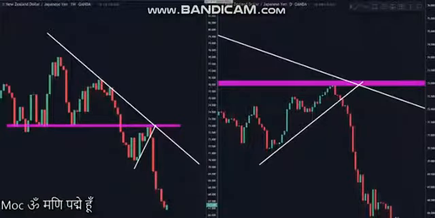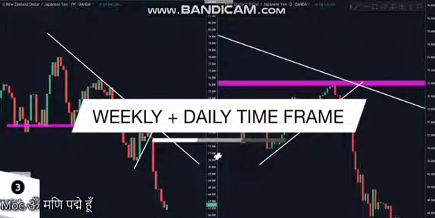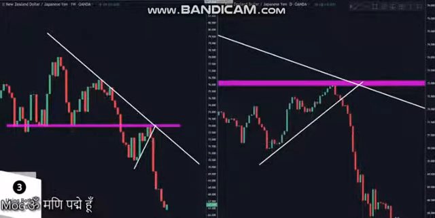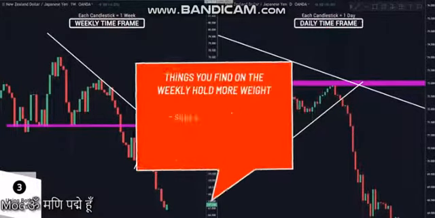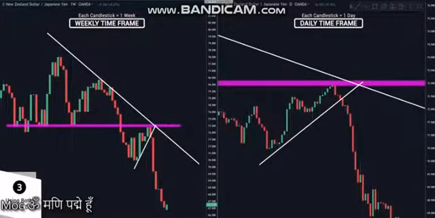Now, in this example, we'll show you another trick you can use if you are a longer-term trader, which is instead of using the daily time frame and 4-hour time frame, using the weekly in combination with the daily for swing trade entries. So this is the weekly time frame, and this is the daily time frame. Remember that in a previous video, we stated that things you find on the weekly time frame hold more weight. So let's go through the process again.